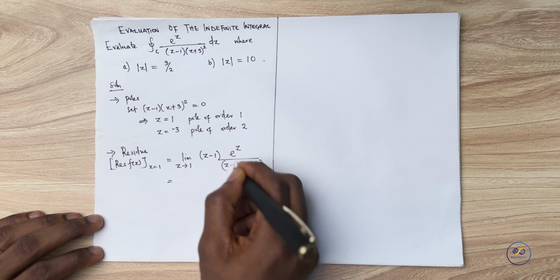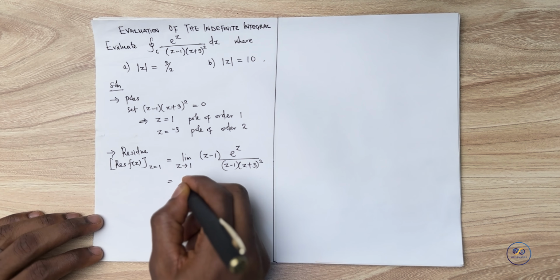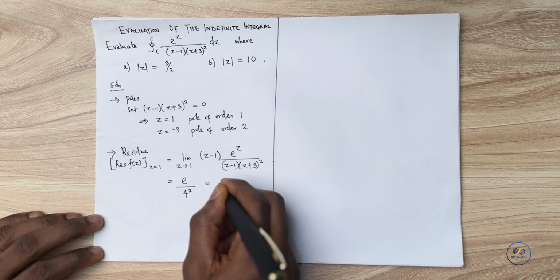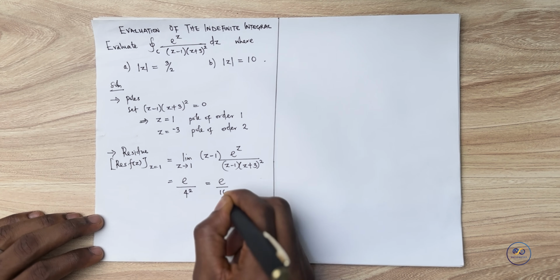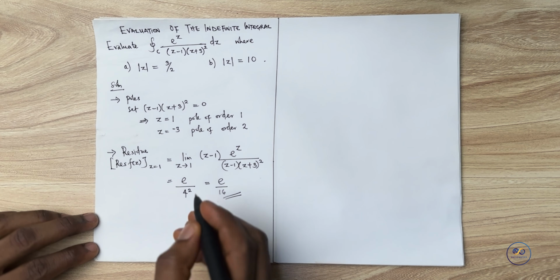From here, z minus 1 cancels out, and when we evaluate at 1, we have e divided by 4 squared. We can write this as e divided by 16. This is going to be the residue at the simple pole 1. The next is to find the residue at the double pole.